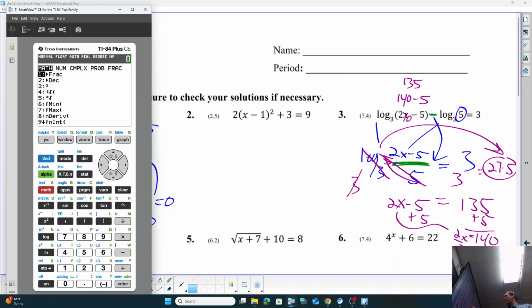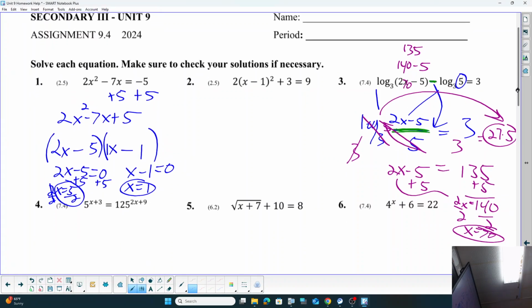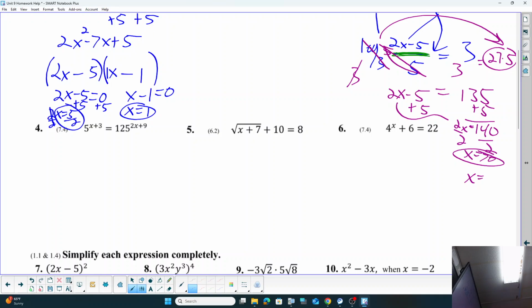Ready? So go math. Remember, it says plug it in. So math log base 3 of 2 times 70 minus 5, and then minus math log base 3 of 5. And we should get 3 as the answer. Boom. We got 3. Cool. So the answer again is x equals 70. Keep on reviewing. You got this.